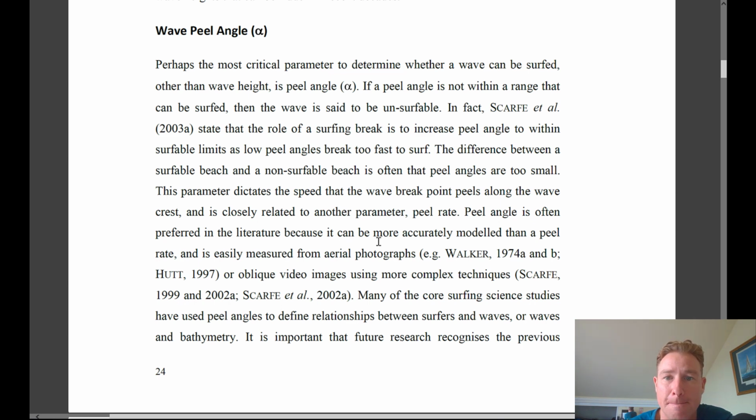So low peel angles break too fast to surf. And they summarize it actually quite well. The difference between a surfable beach and a non-surfable beach is often that peel angles are just too small, right? So you can have high peel angles, and it could be a surfable beach.